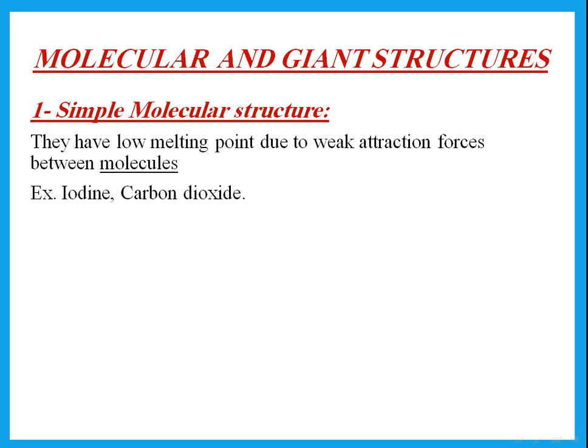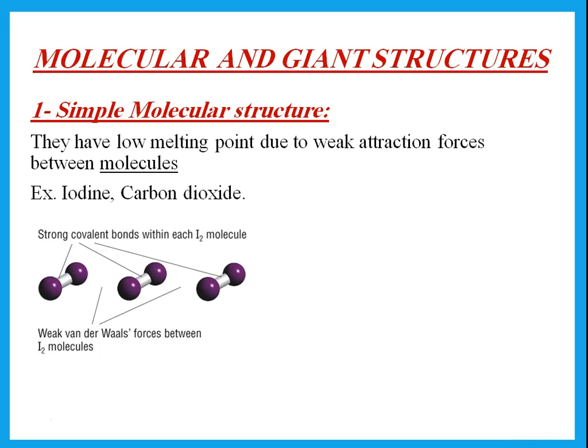Okay, what about structures of compounds? Now, the structures can either be simple molecular structure or giant three-dimensional structure. Many compounds have just simple molecular structure. Simple molecular structure would have a low melting point, and this will be because it has weak attraction forces between molecules. Remember that melting point and boiling point have to do with the bonds or the attraction forces between molecules. So, something like iodine.